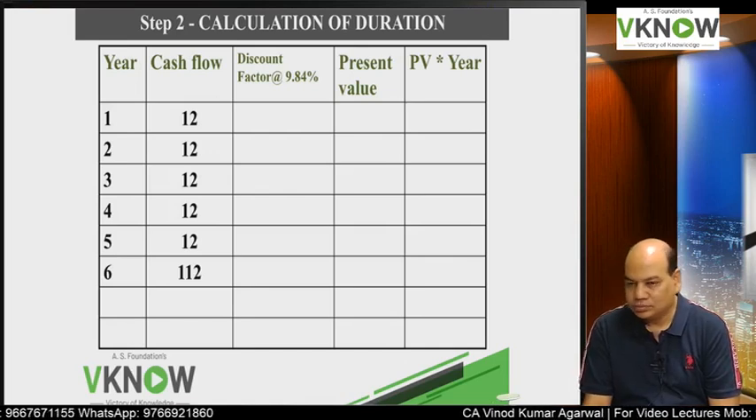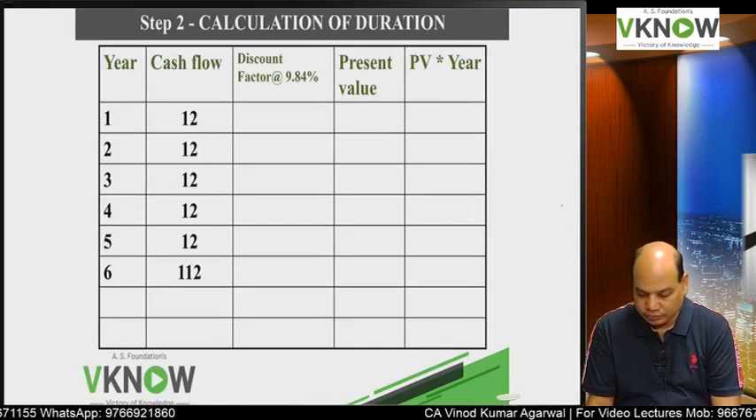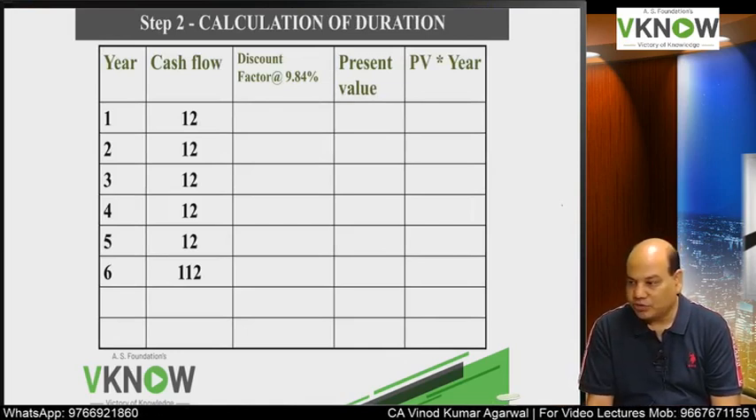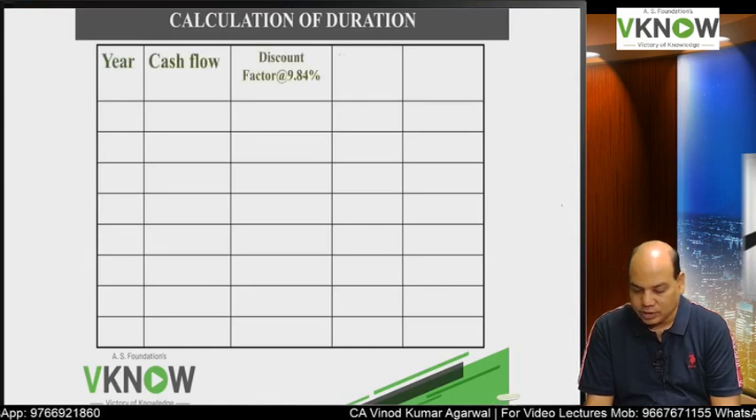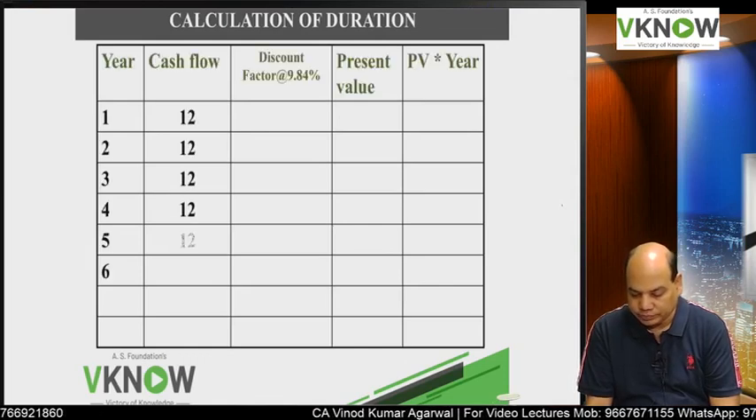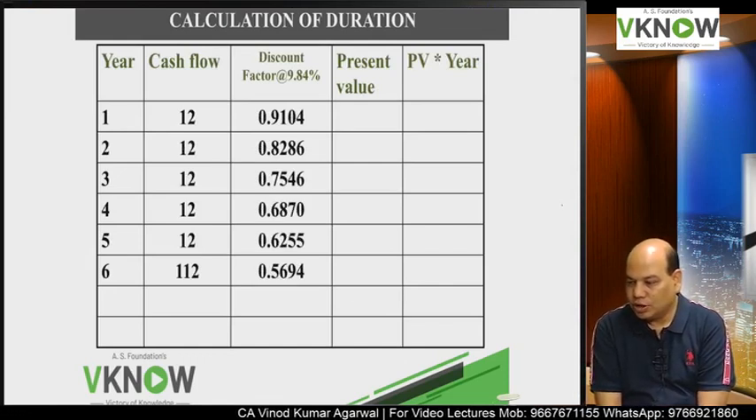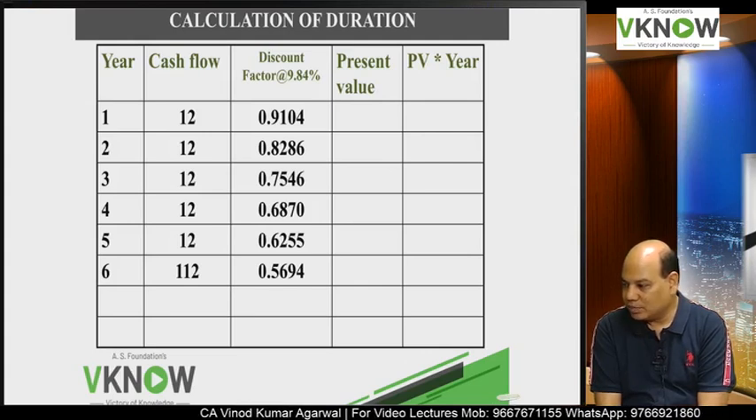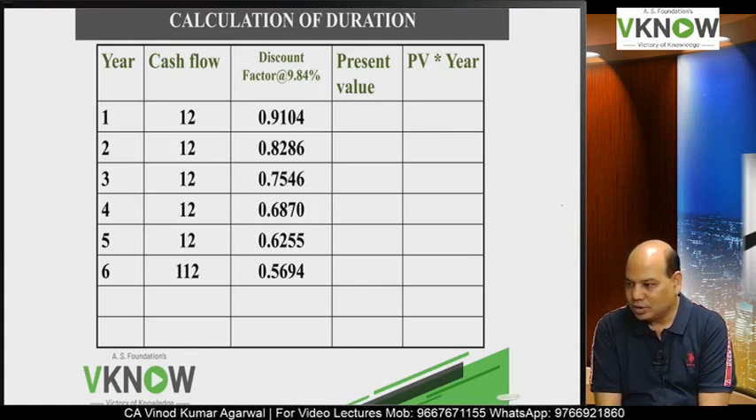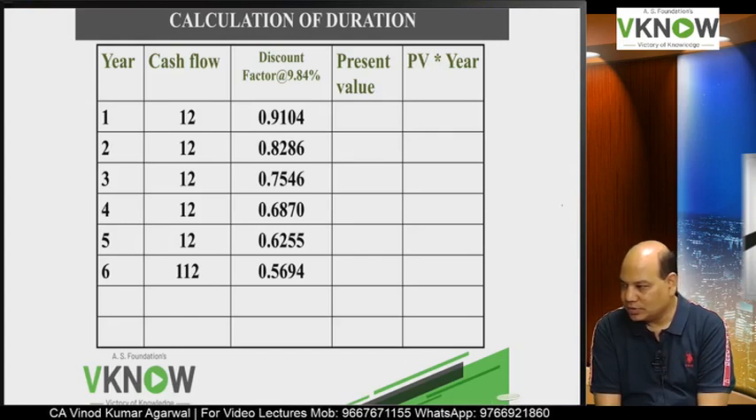Calculate the factor first. Factor will be 1 divided by 1.0984. 1 divided by 1.0984 equal to, so you will get 0.9104. Again press equal to 0.8286, equal to 0.7546, equal to 0.6870, equal to 0.6255, again equal to 0.5694.